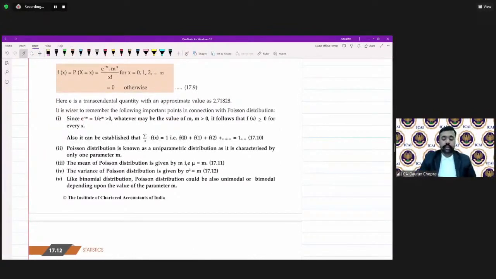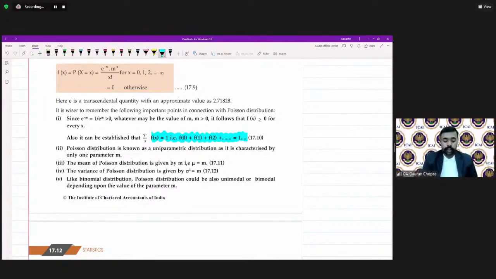Also, we have done earlier that the sum of all is always equal to 1, because the sum of all events in a probability is equal to 1. That is P1, P2, P3, and so on up to 100, 200, whatever the number, it is equal to 1. The total is always equal to 1. So this is given here, F0, F1 plus F2 and so on. The total is equal to 1.